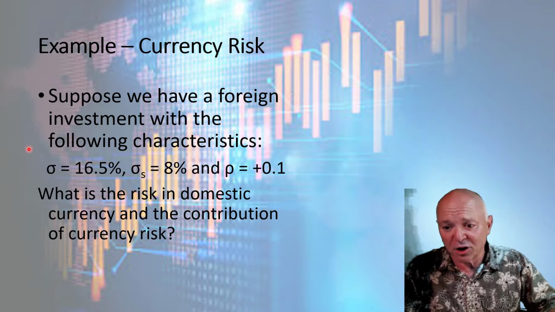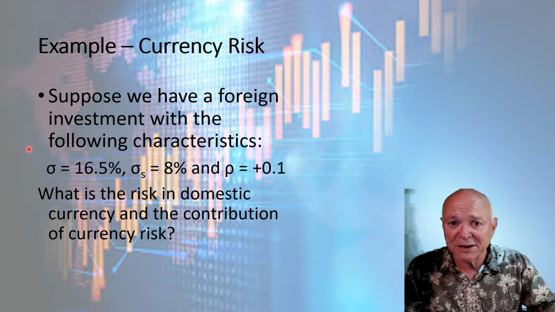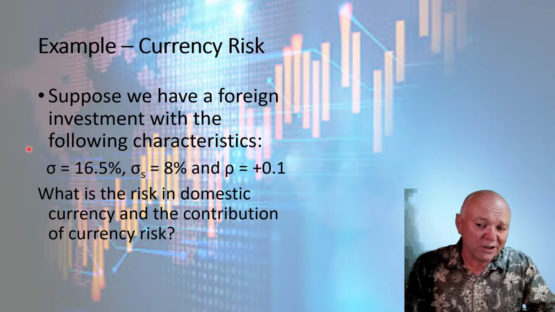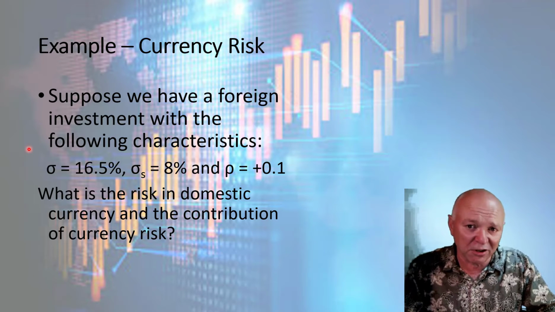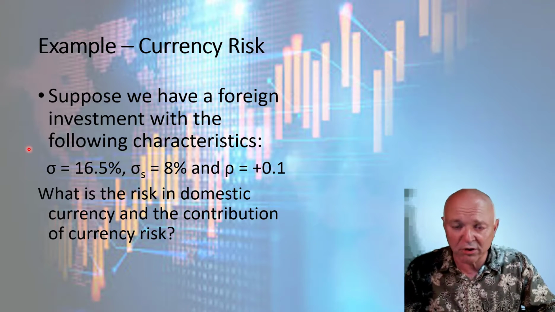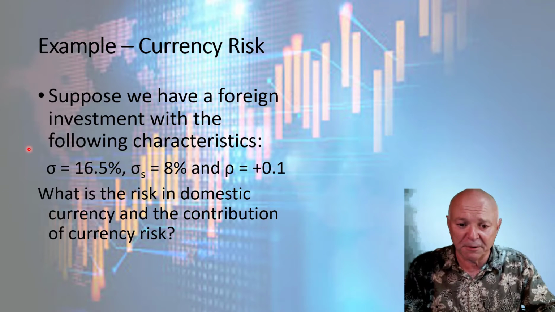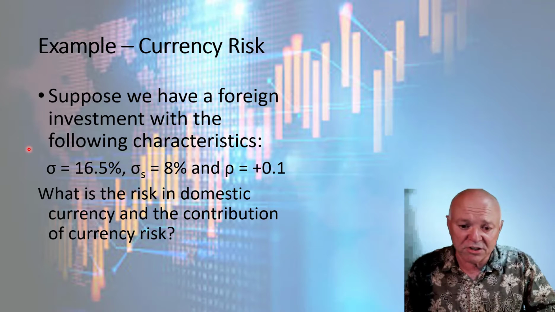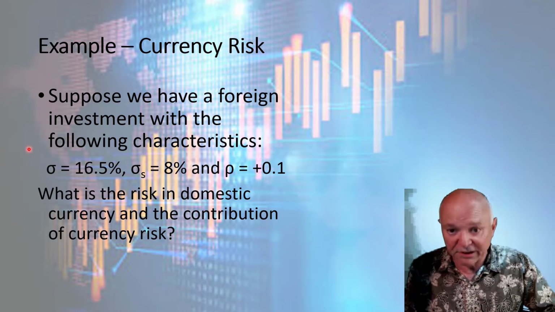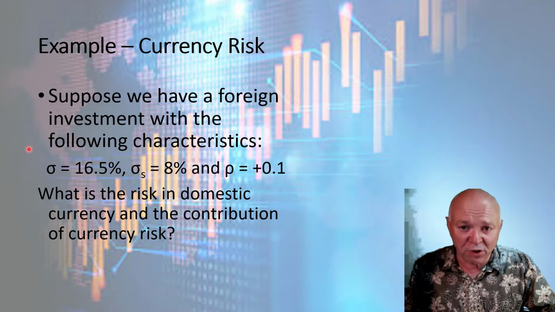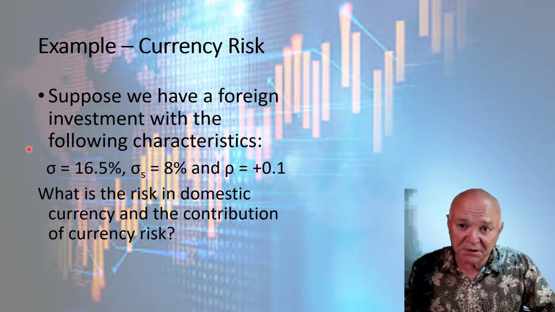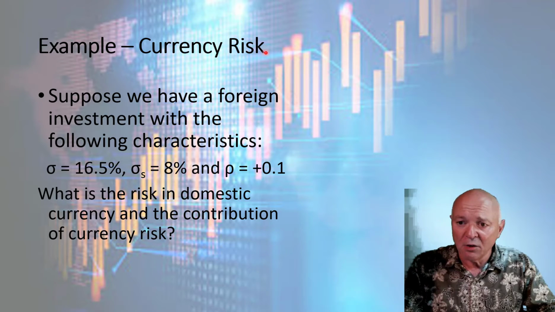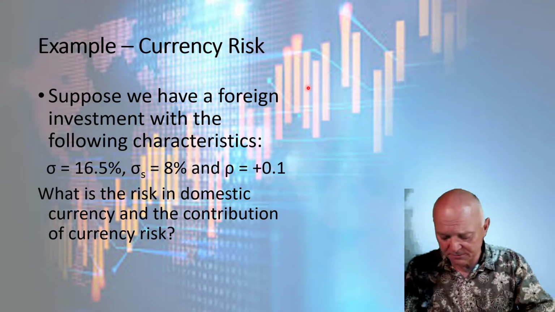Now remember that our correlation coefficient is measured on a scale of +1 to -1. So 0.1 essentially means that there is very little effect of one on the other. The correlation is very low. It's practically random. So if we wanted to measure the risk in domestic currency and effectively the contribution of currency risk to our overall investment in this portfolio, we can take a look at the calculations.